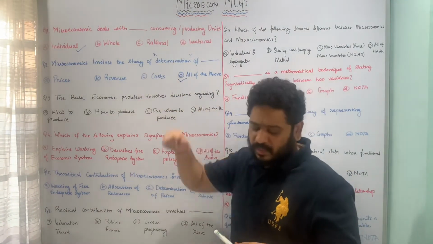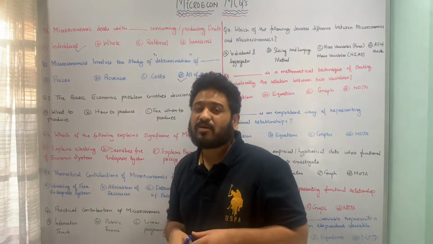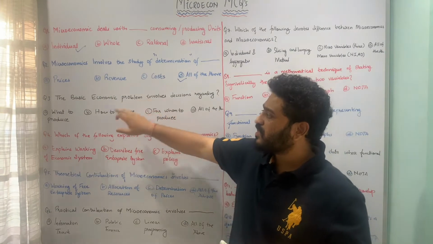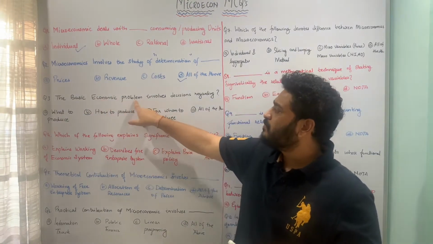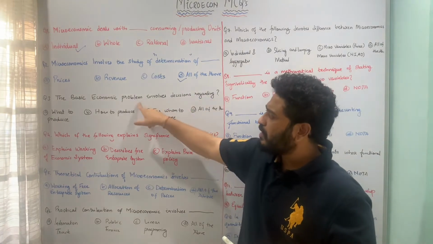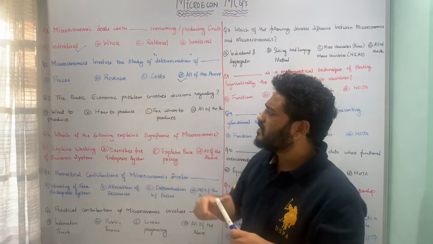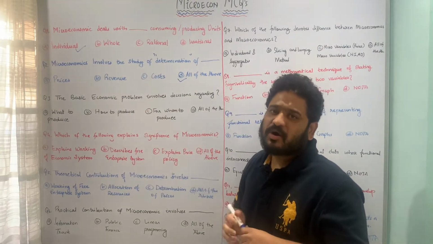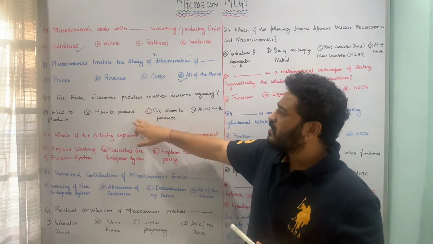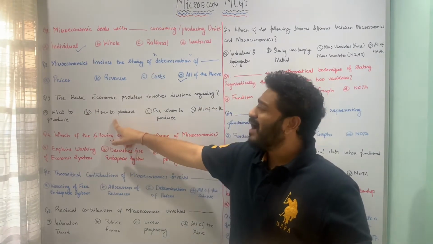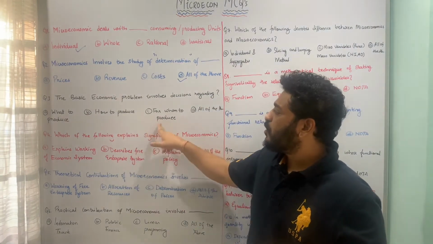The next question is talking about the basic economic problems or central economic problems, and the question is framed in this fashion. The basic economic problem involves decisions regarding what. The other way in which this question can be asked is, instead of basic economic problems, the central economic problems of an economy. So let us look at the underlying options. A, what to produce. B, how to produce. C, for whom to produce.